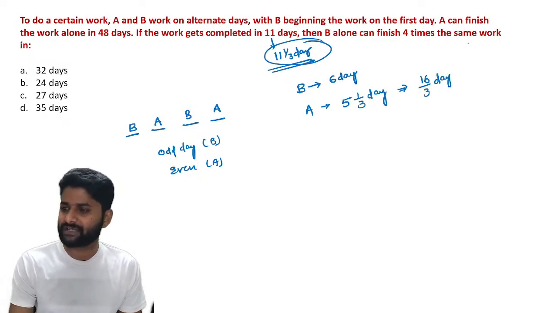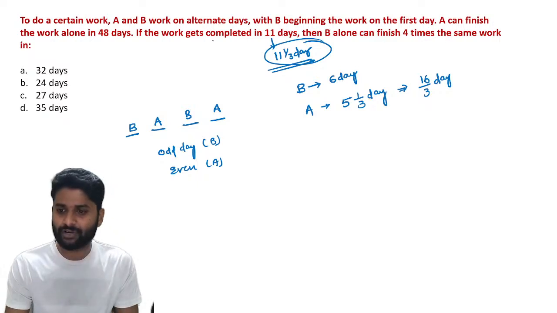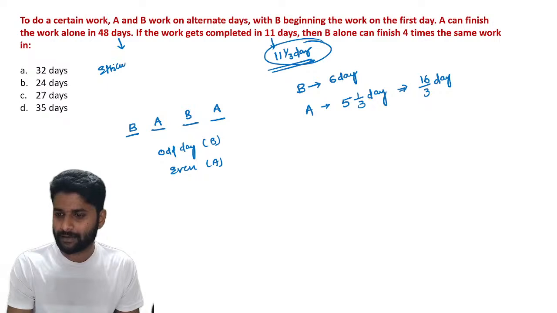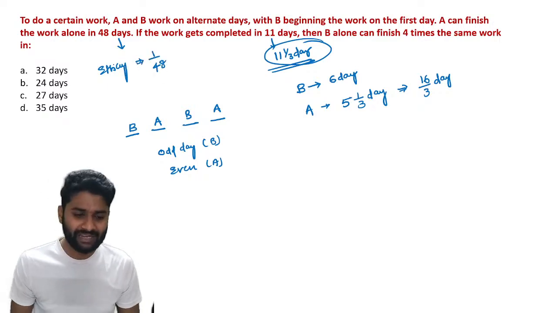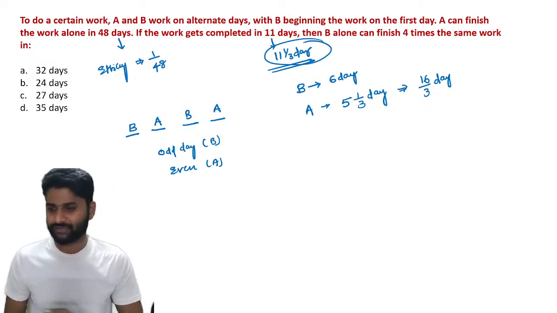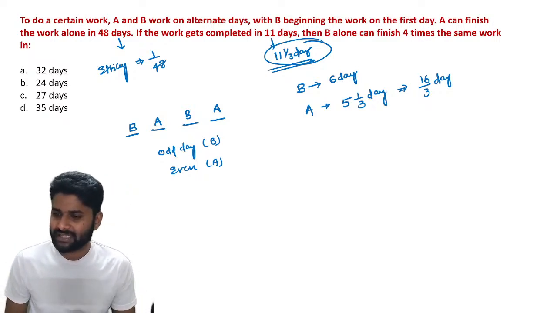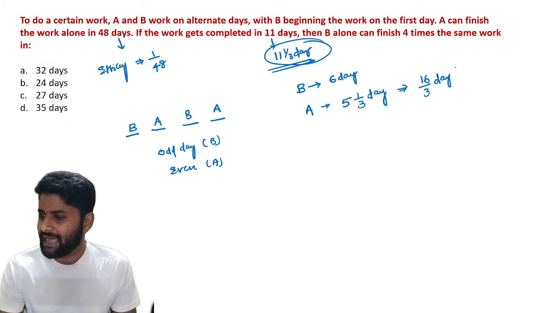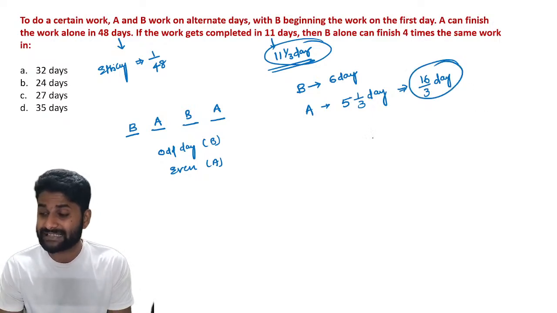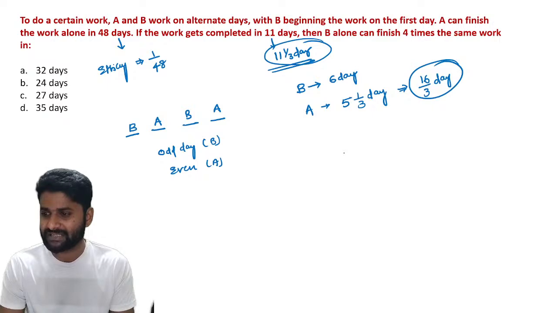Now, what about the efficiency? We know that A can finish the work in 48 days. What is the efficiency? Efficiency of A is 1/48. Why? Because we don't have any other comparison. Consider this fraction: A's efficiency is 1/48 and A works for 16/3 days. Guys, efficiency times days gives the total work.